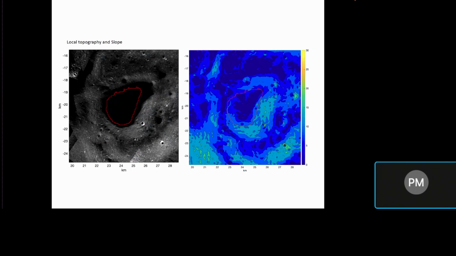So again, on the left-hand side, you have the NAC mosaic with the PSR location. On the right-hand side, there's a slope map, which basically shows that the slopes across this region are lower than 15 degrees. And at different points, you can actually have traverse paths which go through 10 degrees. So it is a PSR.